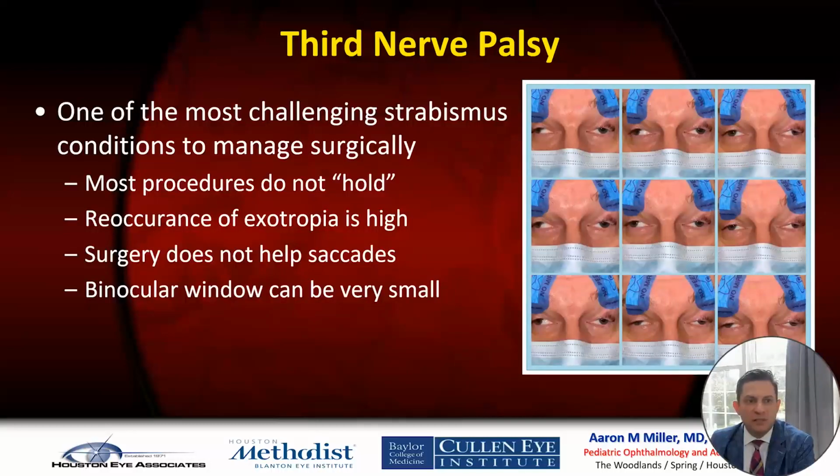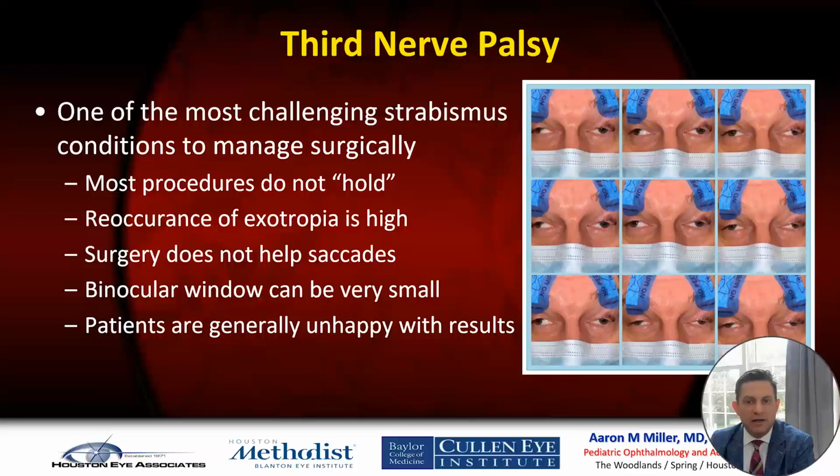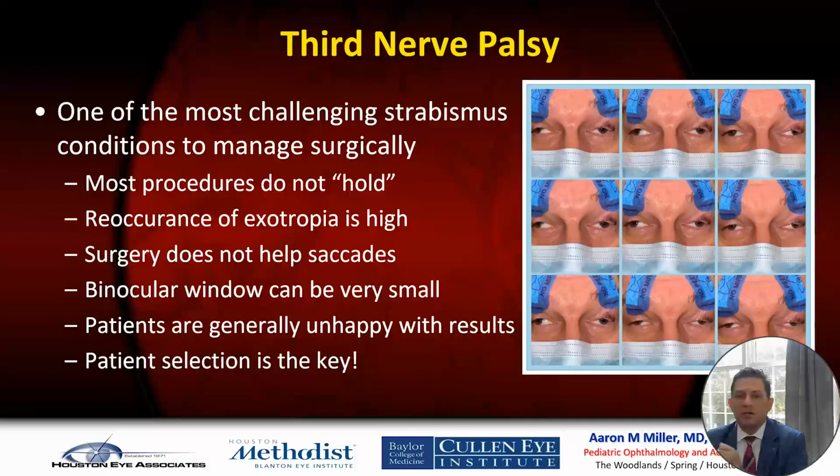So with this small binocular window, even if you can get them to a straight ahead position, they tend to be, in general, very unhappy because they can only fuse in a very small window. This is where you have to spend a lot of time really discussing with them what your surgical goals are, and what to expect from the surgery. Because while you can make the alignment better, the double vision is sometimes worse because it's brought more into the straight ahead position.